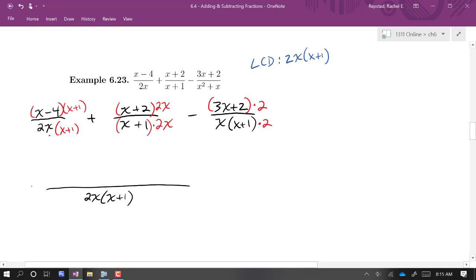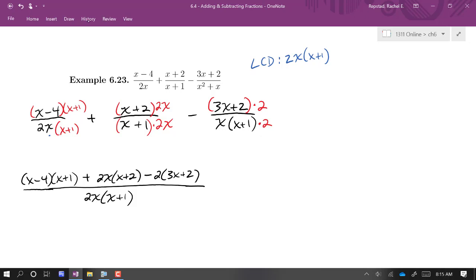And up top, I'm just going to bring these products straight down. I've got x minus 4 times x plus 1, plus 2x times x plus 2 in the middle, and then I'm subtracting 2 times 3x plus 2. I'm just bringing those numerators down, and now we need to do some multiplying and simplifying. Note that in all of these problems, the denominator stays factored. Leave this factored.